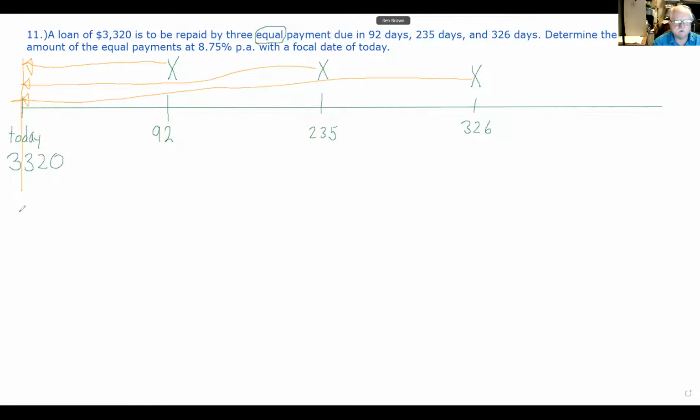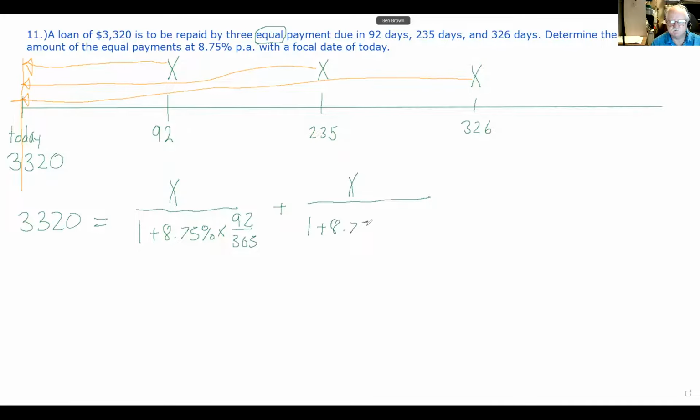And what we know is it's going to be equal to, so 3320 is going to be equal to X over 1 plus 8.75% times 92 over 365, plus X over 1 plus 8.75% times 235 over 365, plus X over 1 plus 8.75% times 326 over 365.